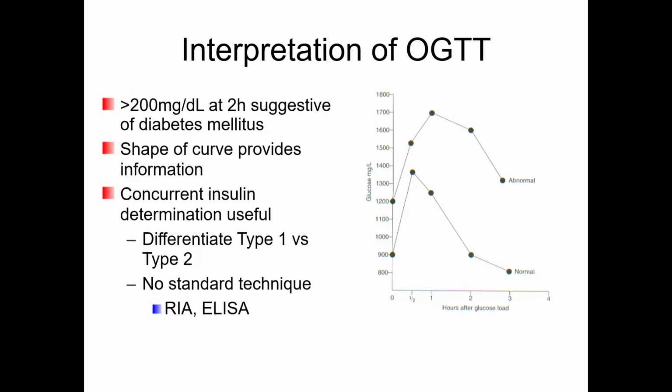Interpretation: greater than 200 mg per deciliter at 2 hours is suggestive of diabetes mellitus. The shape of the curve provides the information. Concurrent insulin determination is useful. It helps to differentiate type 1 versus type 2. There's no standard technique. RIA or radioimmunoassay and ELISA are used.